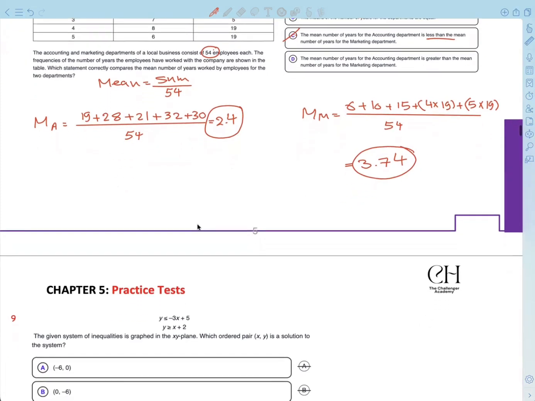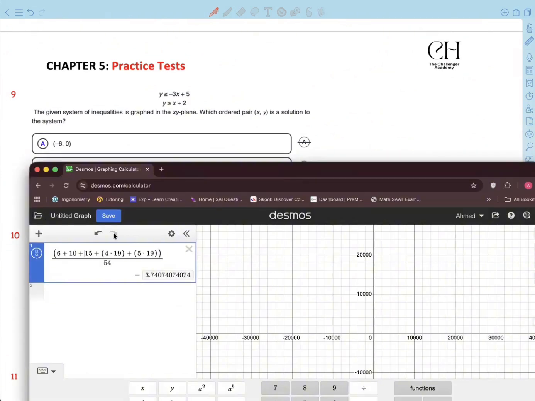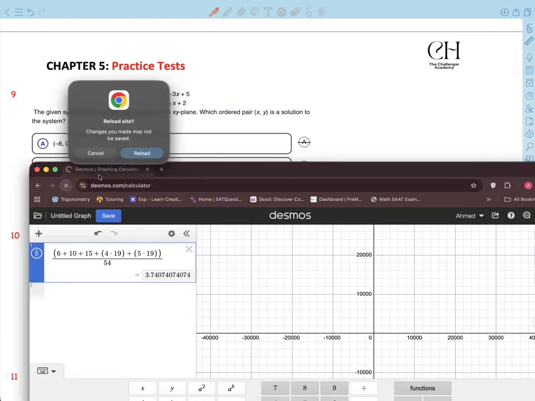Let's move to the next one. Two inequalities: y is smaller than or equal to negative 3x plus 5, and y is greater than or equal to x plus 2. The given system of inequalities is graphed in the xy-plane. Which ordered pair x, y is a solution to the system? We have a lot of methods to answer this question. You can pick one from the choices and check which satisfies each inequality. And we can use Desmos. How can we use Desmos in an easy way?